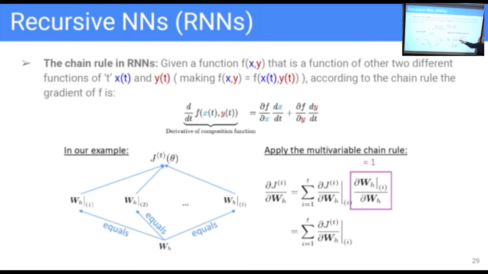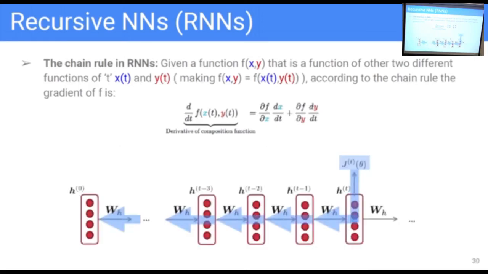So in every step we are applying exactly the same weight matrix. If we apply the chain rule to the total loss, we are going to get a huge summation, but because the derivative of WH in each step with respect to the global or main matrix is always equal to 1, because they are actually the same, then that disappears, and you end up having that the derivative of the total loss is simply the summation of the derivative of the loss in each one of the steps.